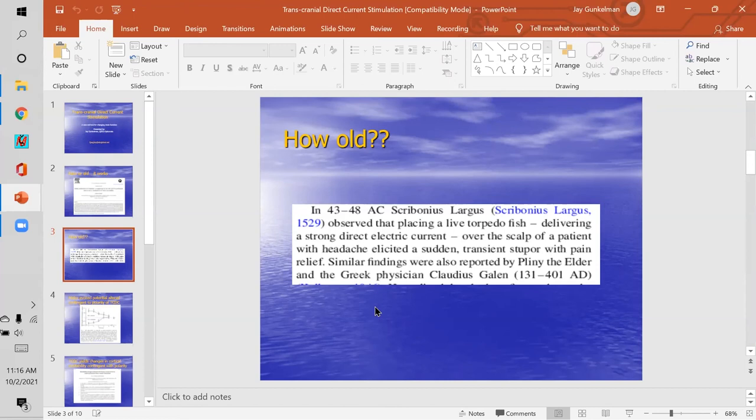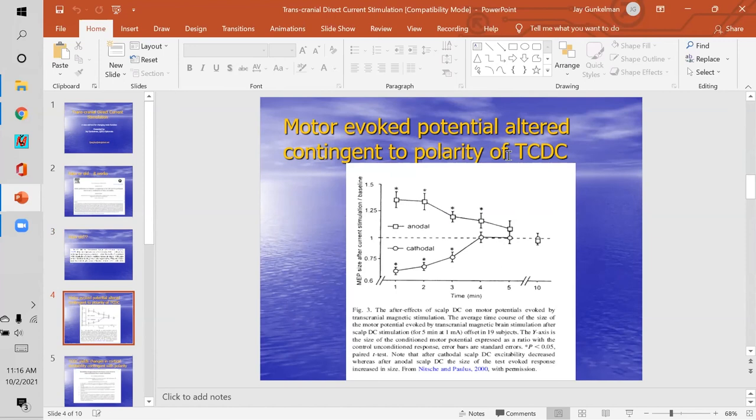Now, luckily, it's contingent on what polarity you're using. If you have the anode, the plus electrode, you excite cortical function. If you use the cathode or the minus electrode, you can inhibit cortical function. And it lasts across time from the time of the stimulation to the time it goes away. The longer the session, the longer the effect, the more intense the stimulation, the longer the effect.